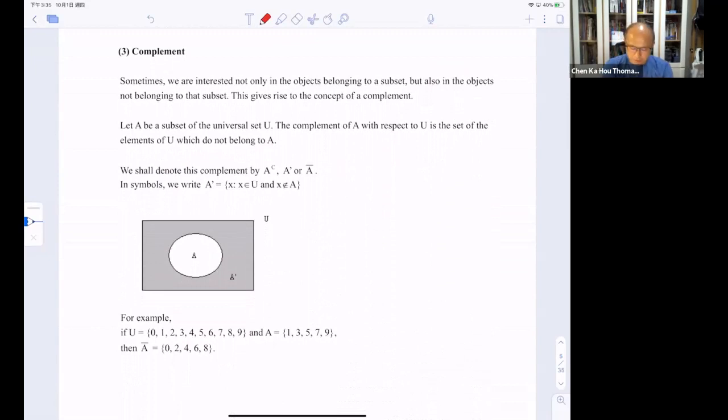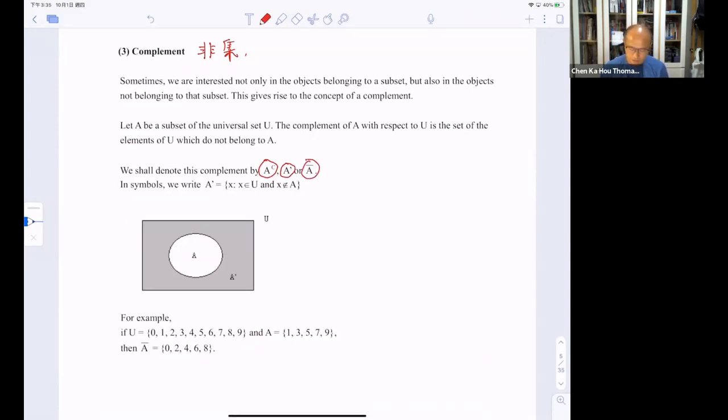Next is the complement. Complement means not A. Sometimes 中文叫做非雜。Sometimes we are interested not only in the objects belonging to a subset, but also in the objects not belonging to the subset. It gives rise to the concept of complement. Different textbooks use different symbols. Some textbooks use A C to represent a complement, some A dash, and some use A bar. I usually use A bar.